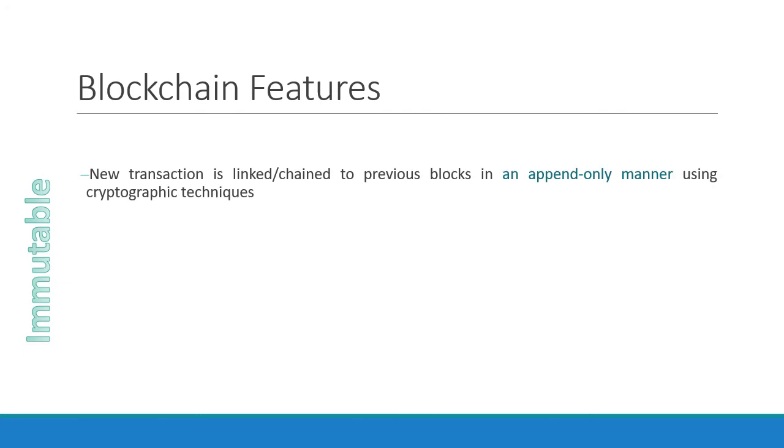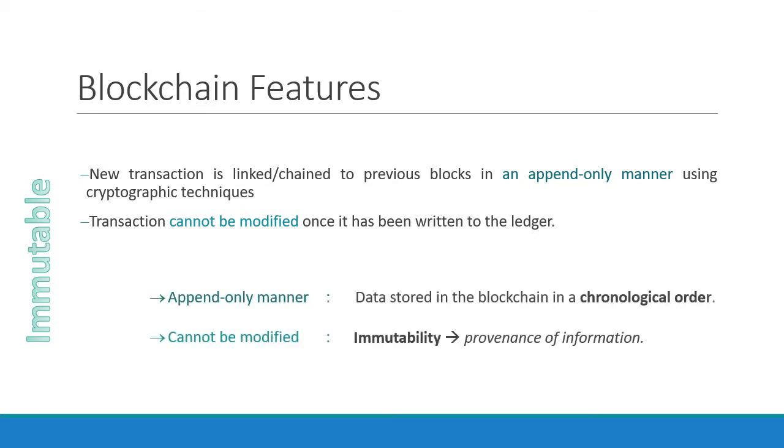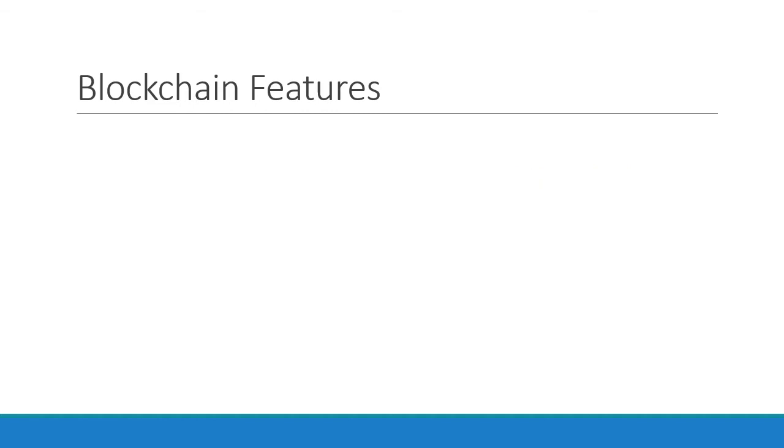Again, back to previous definitions, highlighting append-only manner and cannot be modified, which means that data stored in a blockchain is recorded in a chronological order, and since it cannot be modified, it implies immutability. Therefore, the blockchain is defined as a system of records that simplifies the task of determining the provenance of information. Is blockchain tamper-resistant? Let's check.